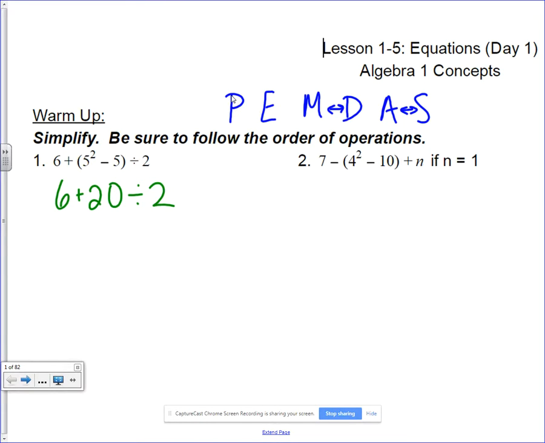What will I do next? Should I add next or should I divide next? We should divide next. What do you get when you divide? 10. And then what will my final answer be? How do we feel about that final answer of 16? Good? You sure? Okay, moving on.